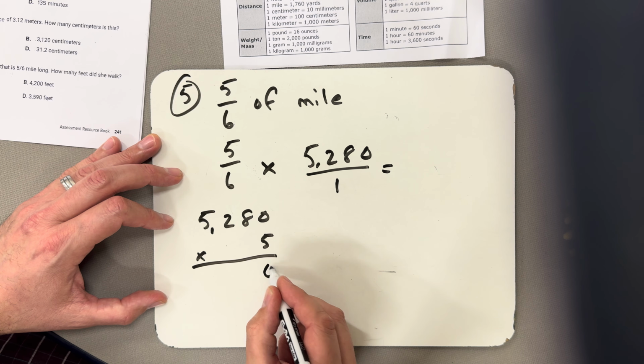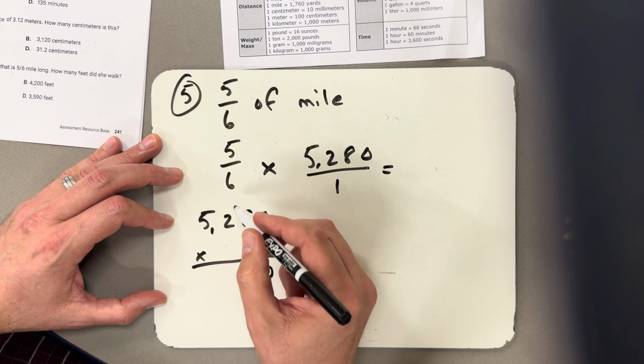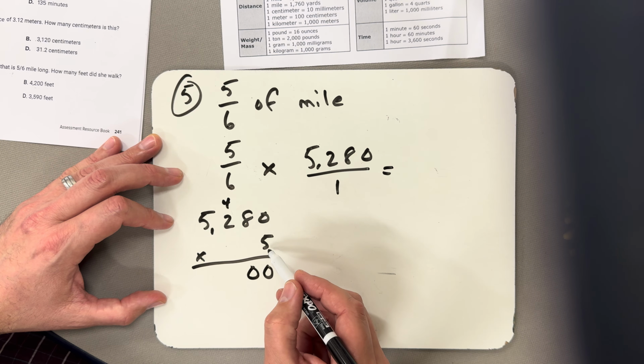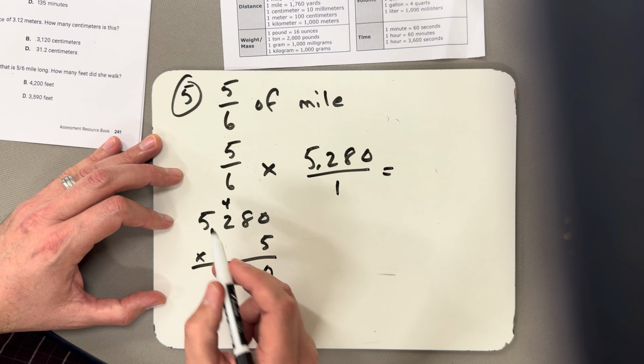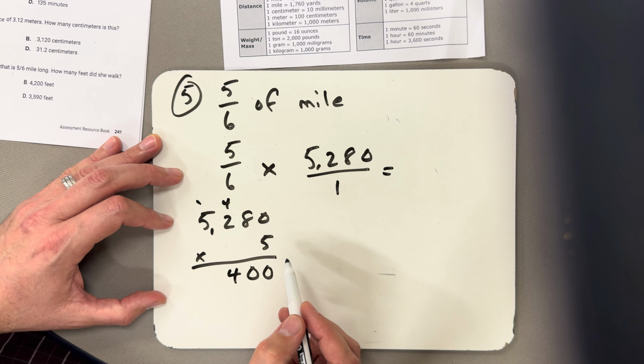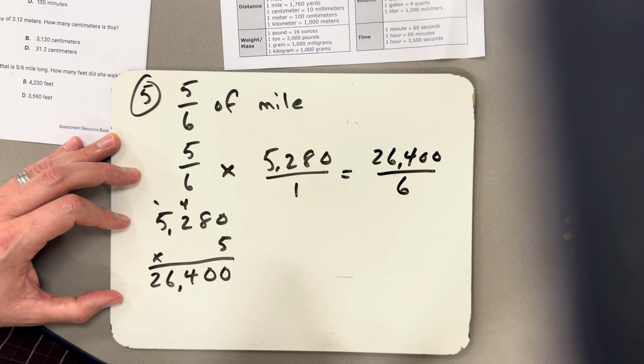5 times 0 is 0. 5 times 8 is 40. 2 times 5 is 10, plus 4 is 14. 5 times 5 is 25, plus 1 is 26. So we have 26,400 divided by 6.